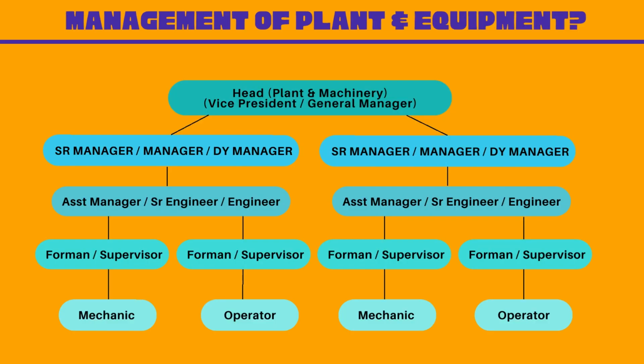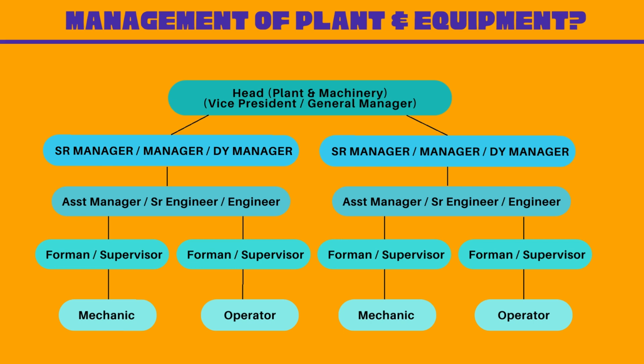Management of construction plant and equipment. Head plant and machinery is responsible for overall management of construction plant and machinery. Generally, the role of head plant and machinery is vice president or general manager. Head plant and machinery is supported by one or more senior manager and deputy manager based on total asset value of construction plant and machinery and based on number of projects.